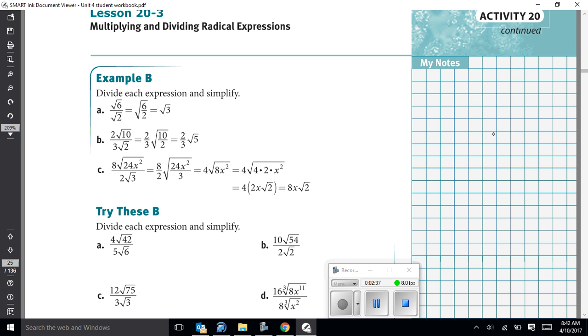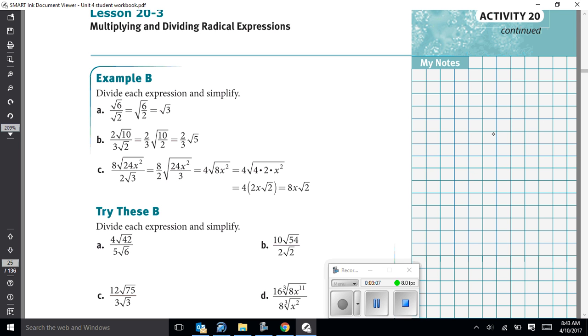So we have the square root of 6 divided by the square root of 2. Well, the square root of 6 is not a perfect square. Square root of 2 is not a perfect square. So we're going to look at them together. So we have the square root of 6 divided by 2. And then 6 divided by 2 is 3. So now we just have the square root of 3. If you put this into your calculator and square root of 3 into your calculator, you should get the same value.